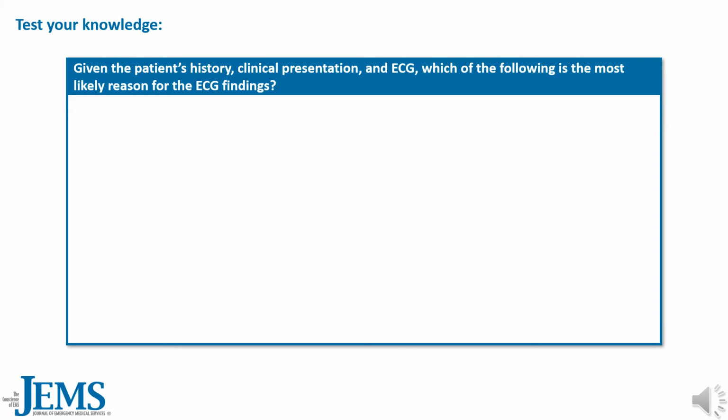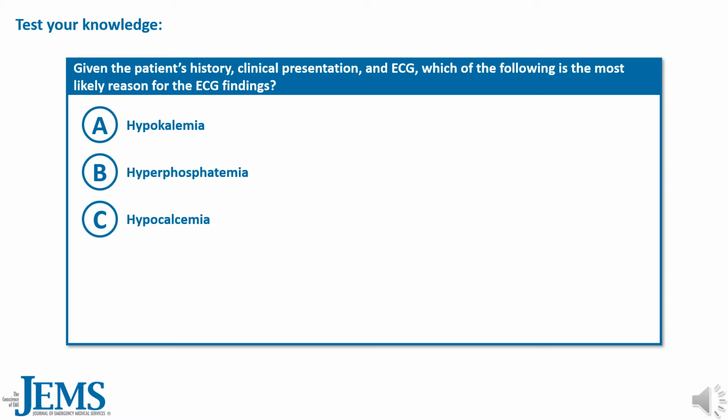Let's test your knowledge. What do you think? Given this patient's history, clinical presentation, and ECG, which of the following is the most likely reason for the ECG findings? A. Hypokalemia. B. Hyperphosphatemia. C. Hypocalcemia. D. Hypomagnesemia. Or E. Hyperkalemia. If you need a moment, pause the video to review the answer choices.